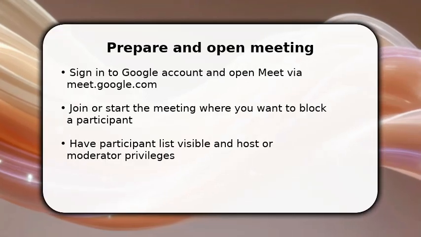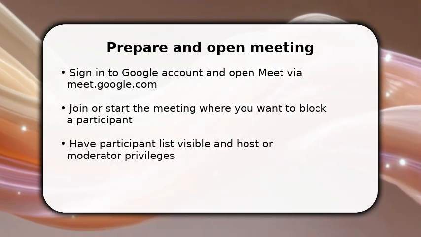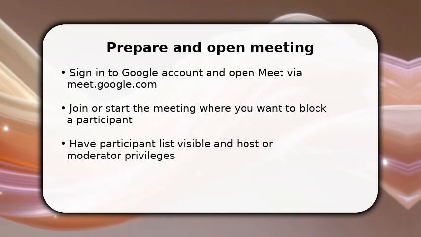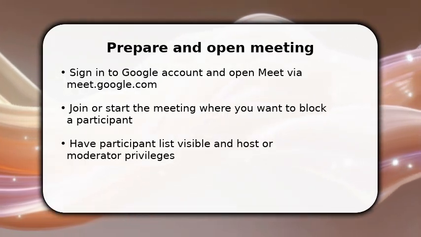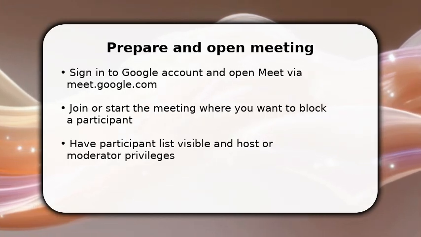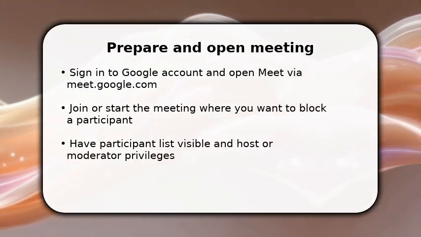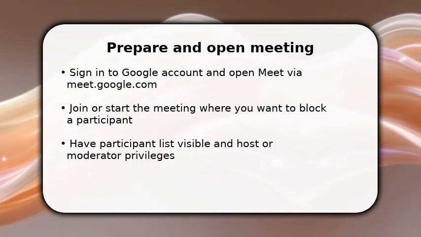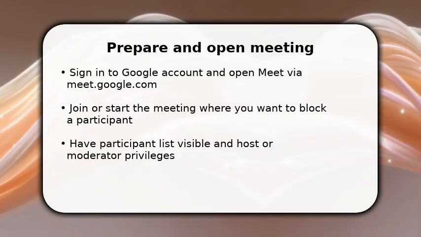You start by opening Google Meet and joining the specific meeting. Make sure you are signed in and have host or co-host controls. Once in the room, open the People panel so you can see attendees and identify who you need to block. If you do not see controls, make sure you have the latest browser version and that the meeting is not restricted by admin policies. These steps let you act immediately without fumbling through menus.